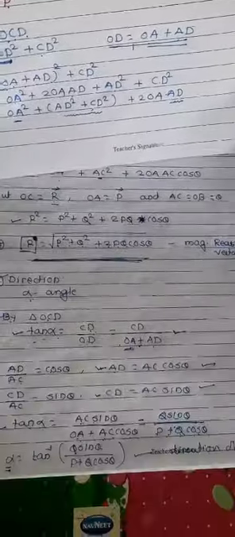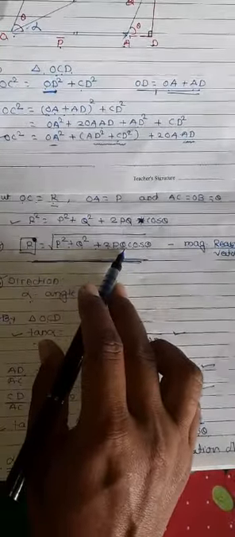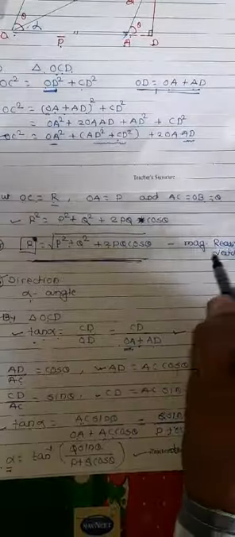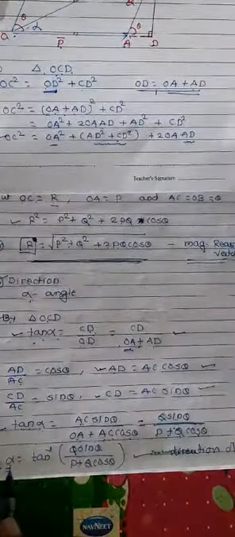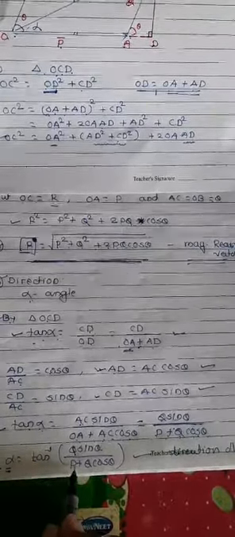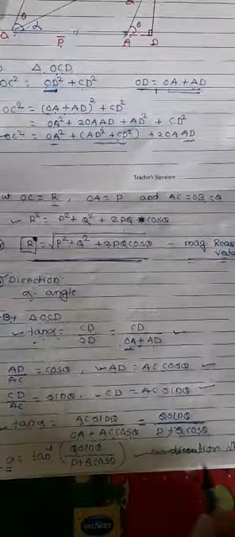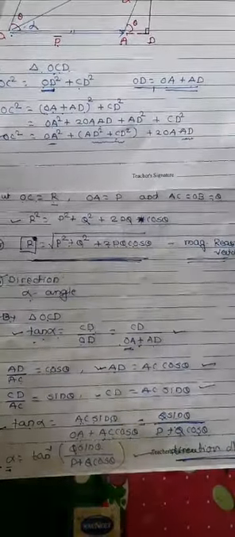of the resultant vector R bar. This is the direction, and R is equal to the under root of P square plus Q square plus twice of PQ into cos of theta. This is the magnitude of the resultant vector, and alpha is equal to tan inverse of Q sin of theta upon P plus Q cos of theta, which is the direction of the resultant vector. Now we stop here.